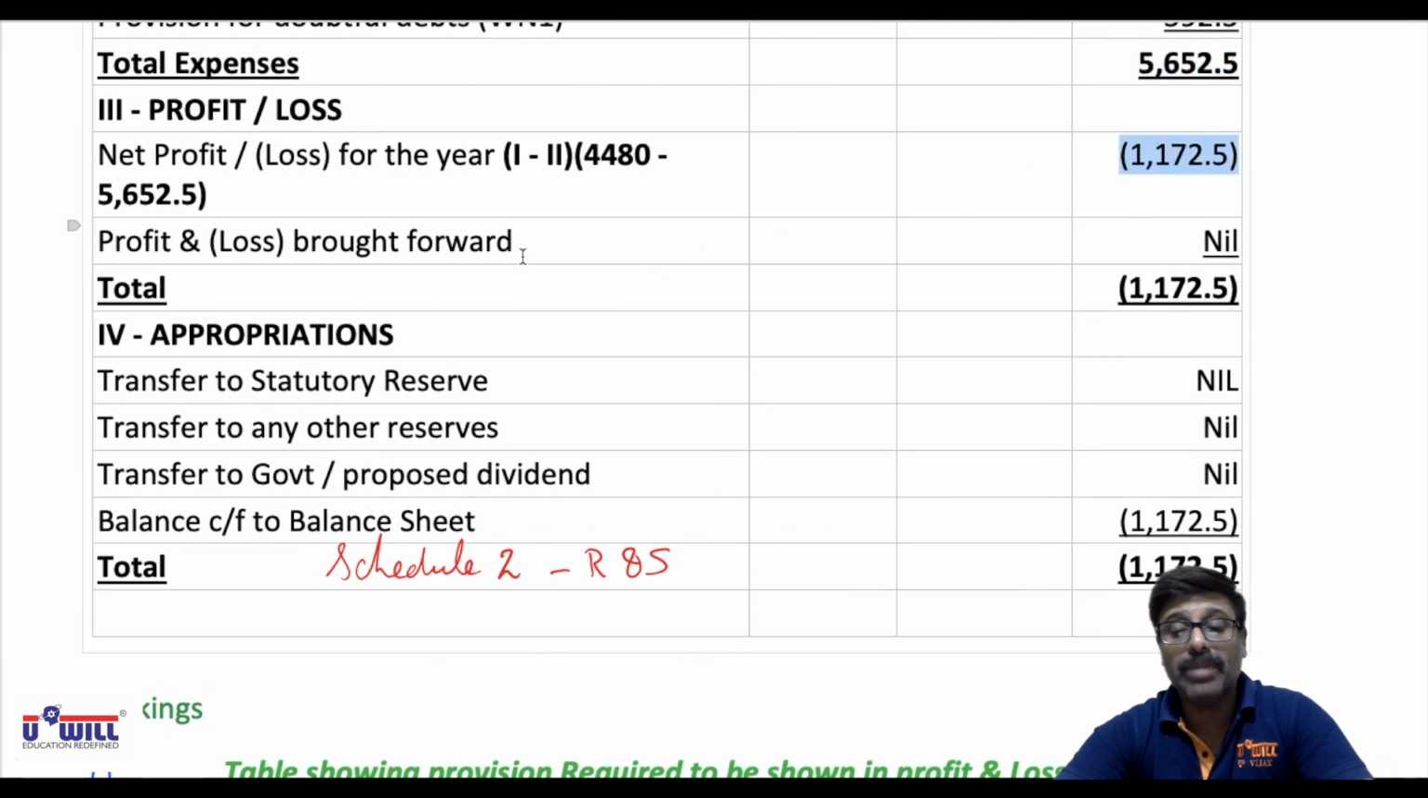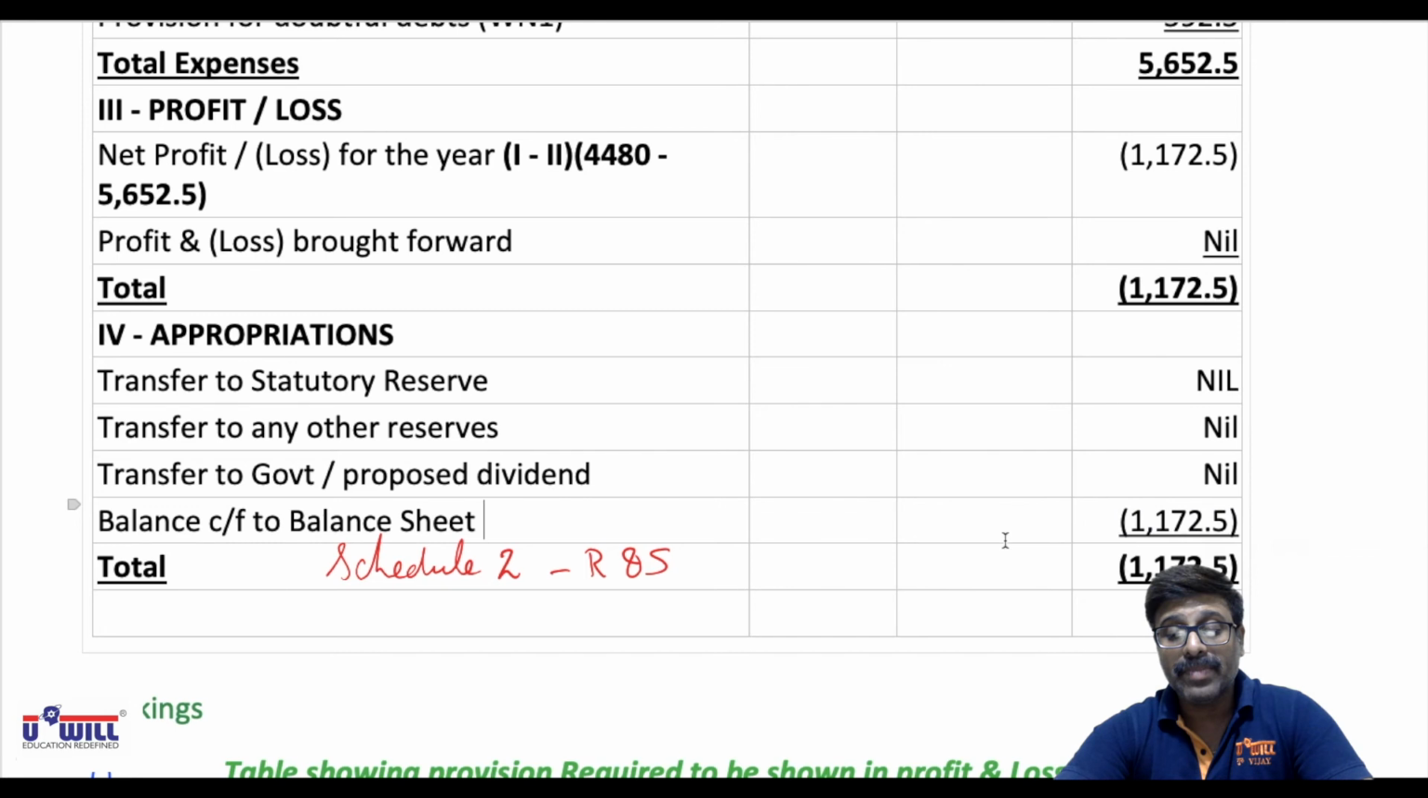Profit or loss brought forward, meaning opening balance, is not there, so nil. So total will be minus 1172.5. Now appropriations: transfer to statutory reserve will be nil because we have a loss. We can make a transfer to statutory reserve only if there is profit. So 25% of this, if it was a positive 1172.5, we would have made a transfer to statutory reserve. But because it's a loss, there will be no transfer to statutory reserve. I repeat, transfer to statutory reserve can be made only when there is a profit.